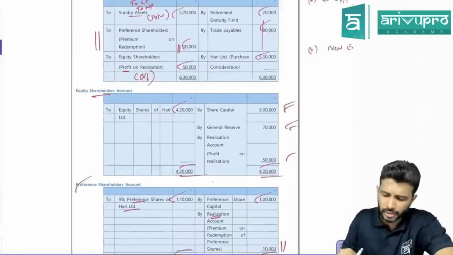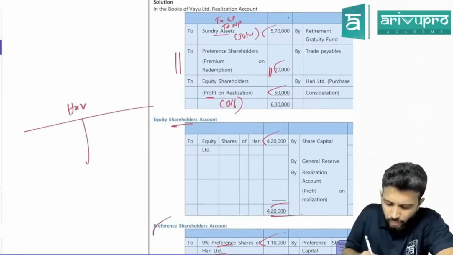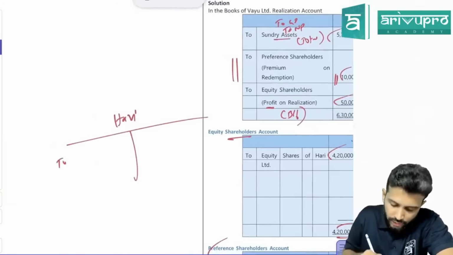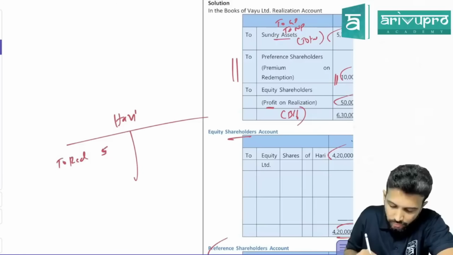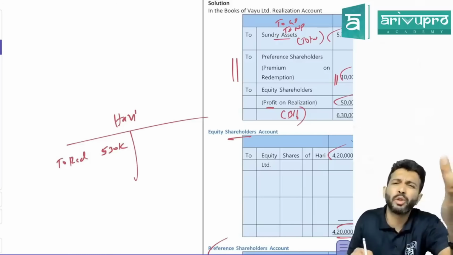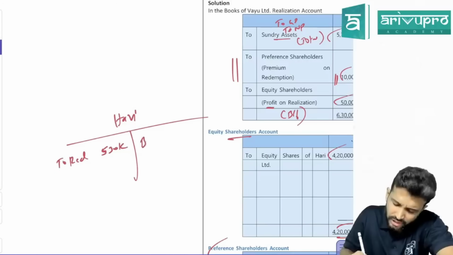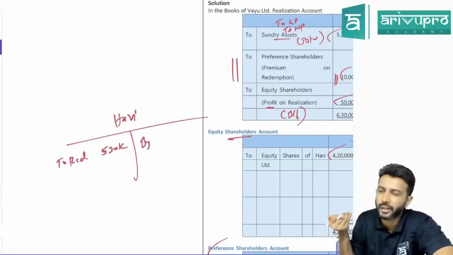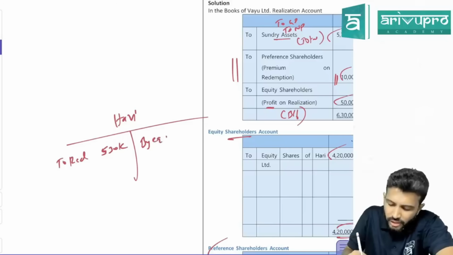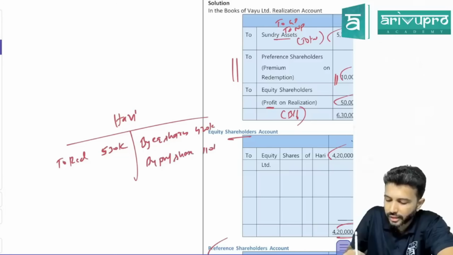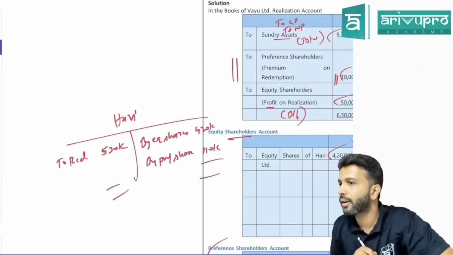When you open the ledger, what will be the posting in Hari? If you write Hari over here, you have written Hari to realization account, PC. So first you will write to realization account 5,30,000. What all did you receive from Hari Limited? We received some new preference shares, some new equity shares. If you receive cash from Hari, the entry is cash account debit to Hari. If you have received equity shares, don't write equity share capital. You write by equity shares 4,20,000. Then you write by preference shares. How much did we receive? 1,10,000. This ledger also will get closed off.